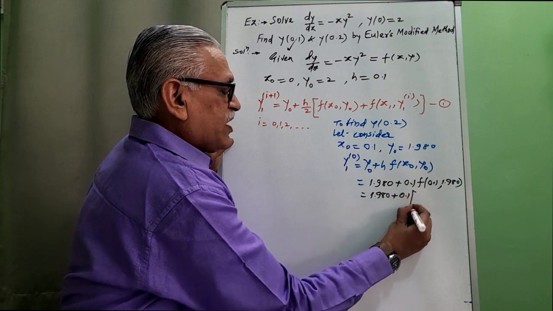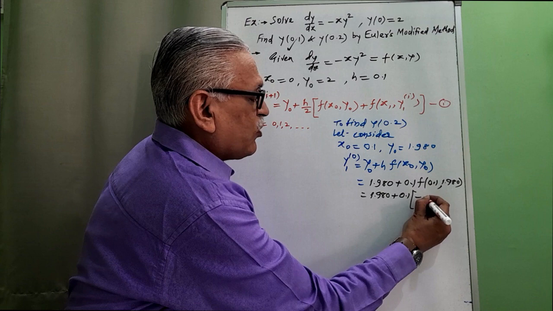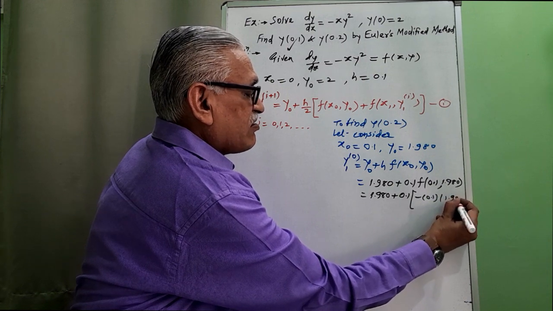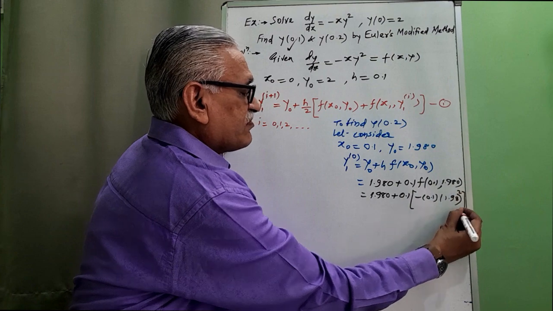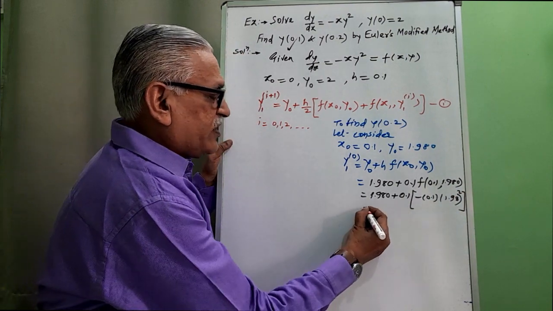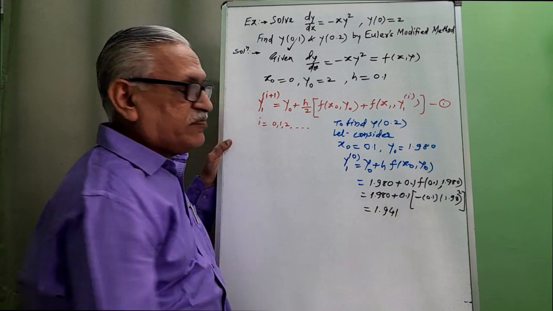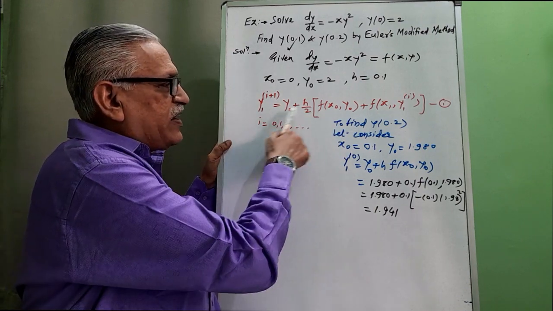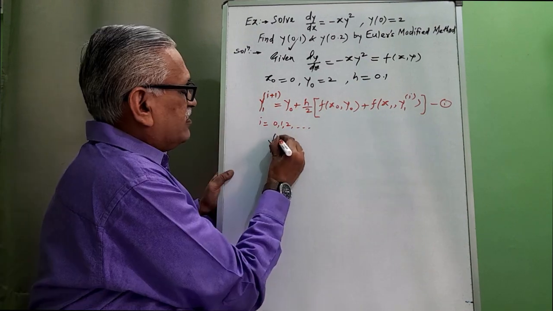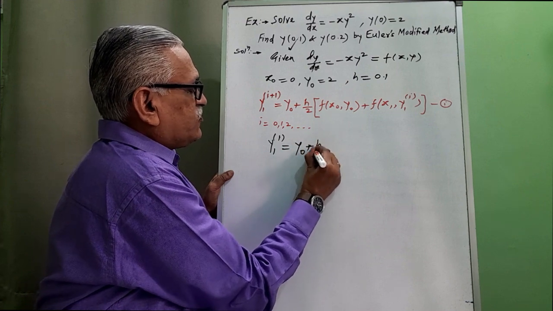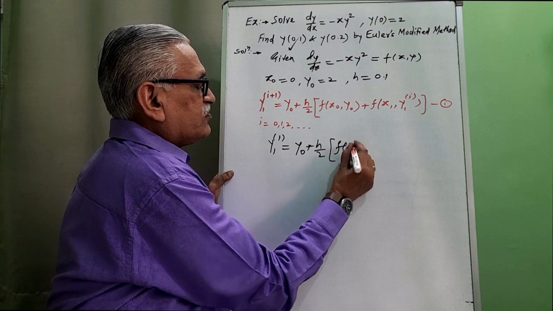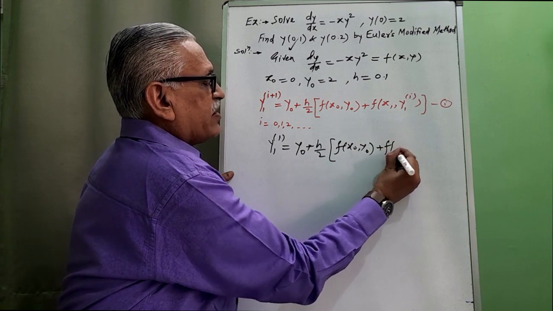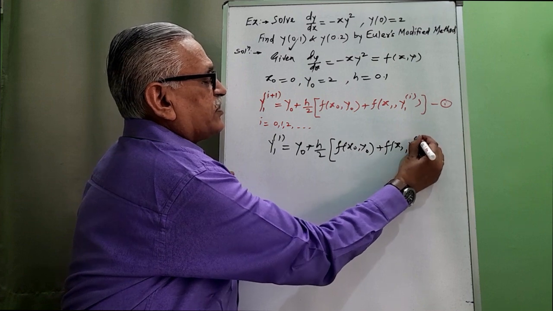plus 0.1 multiplied by minus xy square, x is 0.1 and y square means 1.980 square, and then simplifying it by calculator we get that value as 1.941. This is the initial approximation for y1, and using this we try to find the next approximation by applying Euler's modified method formula, as y0 plus h by 2 f of x0 y0 and f of x1 and y1 initial approximation y1 superscript 0.